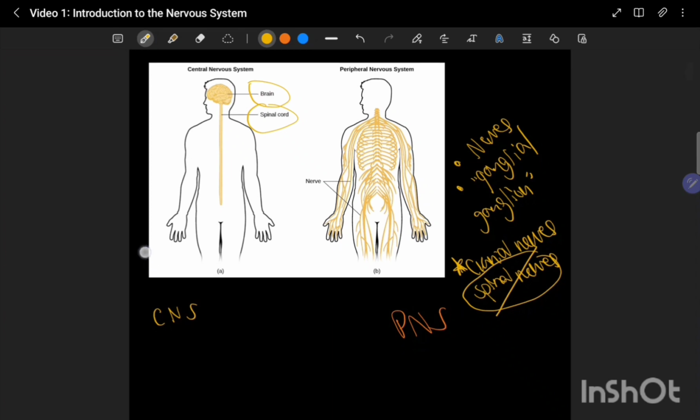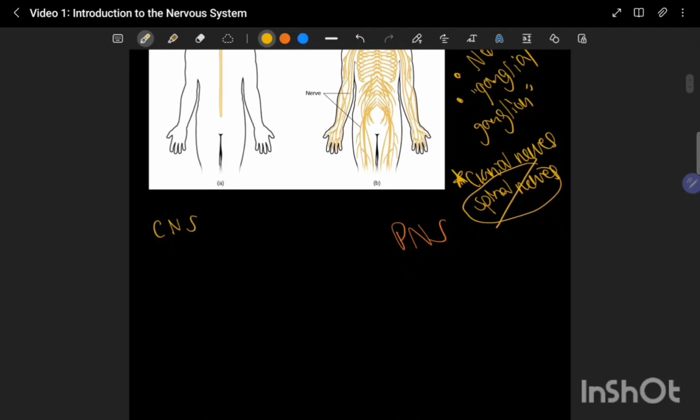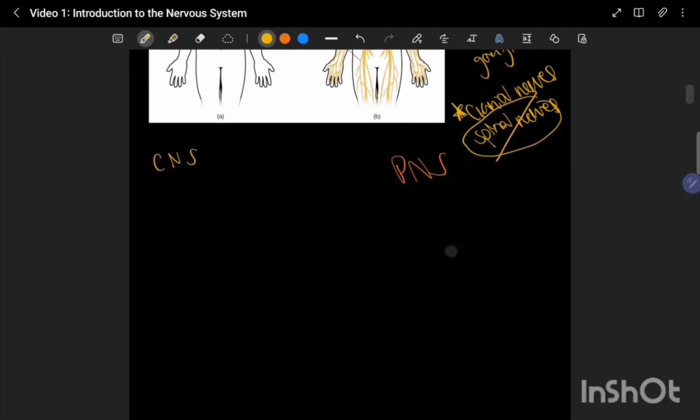So we have many, many divisions of the nervous system. So our two main divisions are CNS and PNS, central versus peripheral, but these can be further divided. So all together, let's go ahead and make this clear. Together, these are going to form our nervous system. And CNS is pretty straightforward. It's just brain and spinal cord. PNS is where it gets really complicated.